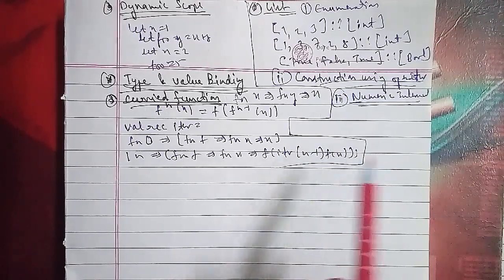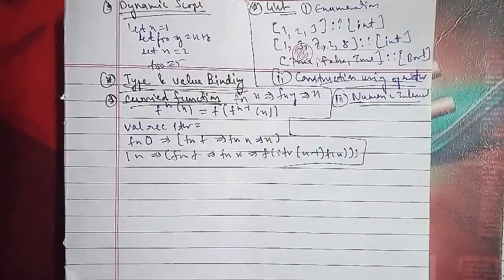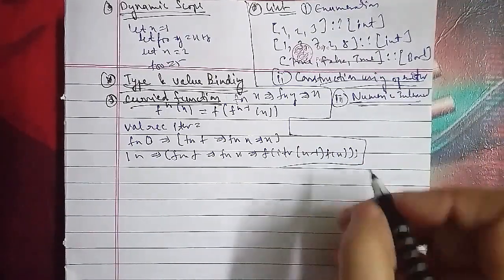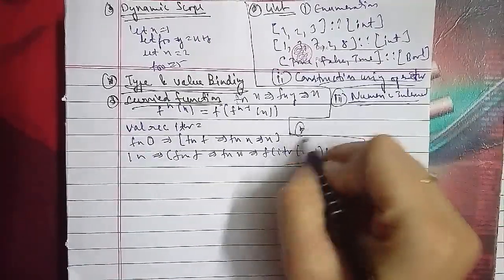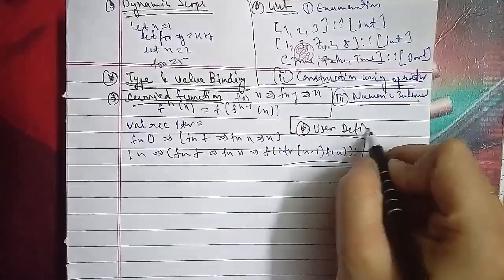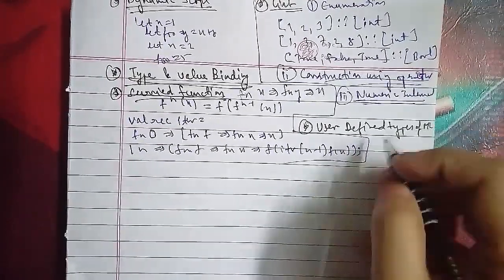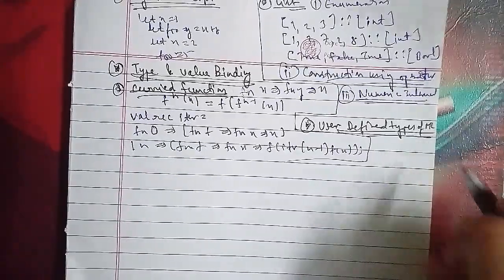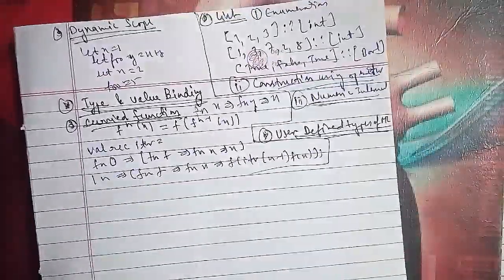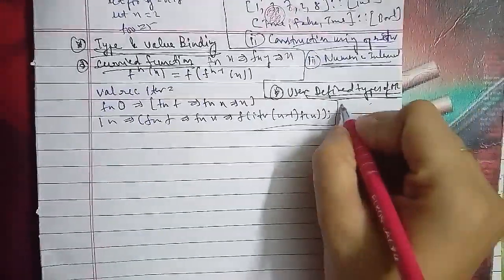Now I'll discuss in detail the user defined types of ML. The first we have is enumerated types.